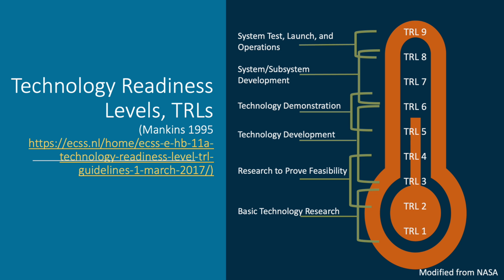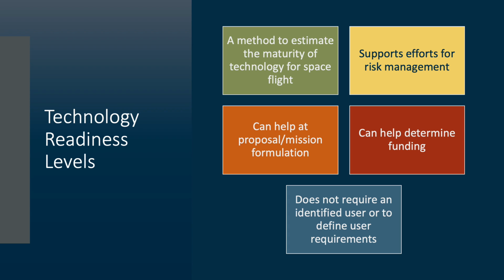The TRLs are probably the most well-known and were developed at NASA to ensure that a piece of hardware, and later generalized to include flight software, would be ready for use in the space environment. They have 9 levels going from TRL-1 to TRL-9. They range from basic technology research to technology development and demonstration to finally demonstration of use in the space environment. The TRLs were developed as a method to estimate the maturity of technology for spaceflight.